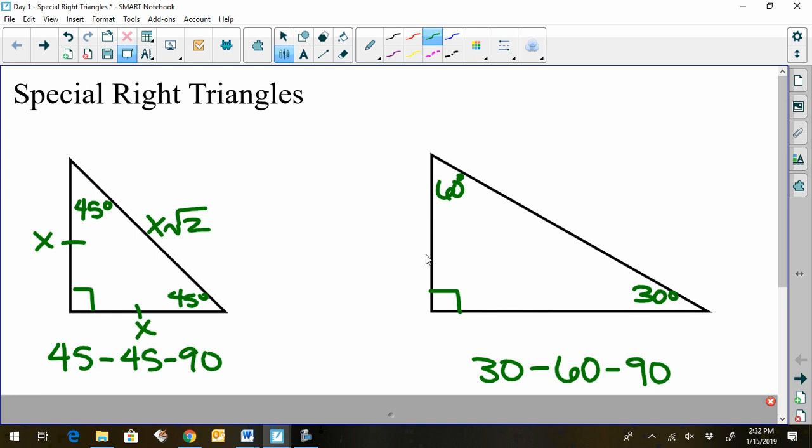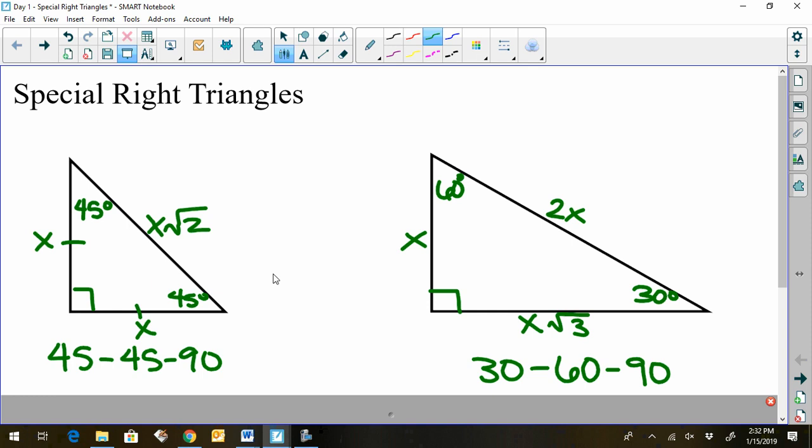Now, for the 30, 60, 90, our shorter leg was always x. And we knew, based on our pattern, that our hypotenuse was always double that. So we would say 2x. And then our longer leg would end up being x times the square root of 3. And that was a pattern that we noticed also. So if the shorter leg on that side was, just kidding, I'm talking over here. All right, so we notice our x, our x square root of 2.